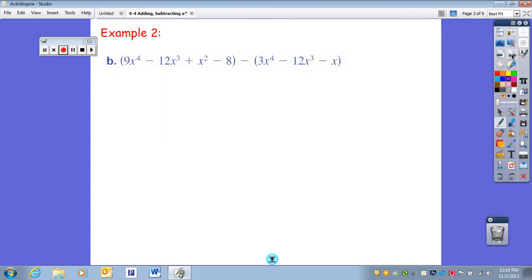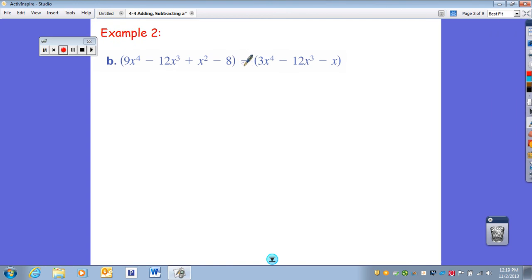Next we're going to review subtraction. Now there's a couple of different ways to do it. You can just simply subtract by saying 9x to the fourth minus 3x to the fourth, negative 12x cubed minus a negative 12x cubed, and so forth. What I like to do is to change this to addition and then add the opposite of each term so that I get the signs correct each time. So I'll change these both to plus.